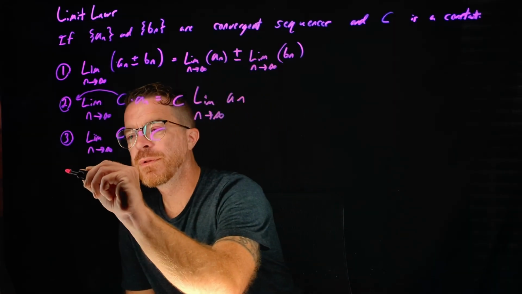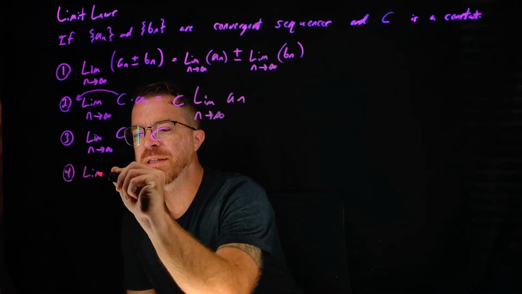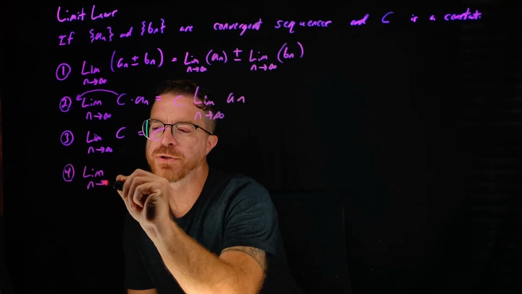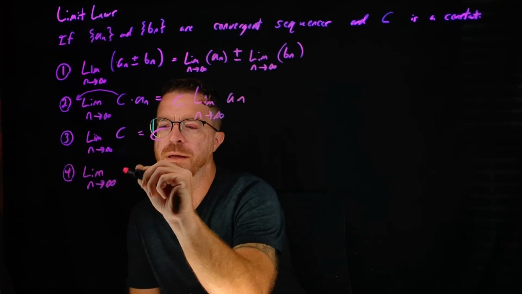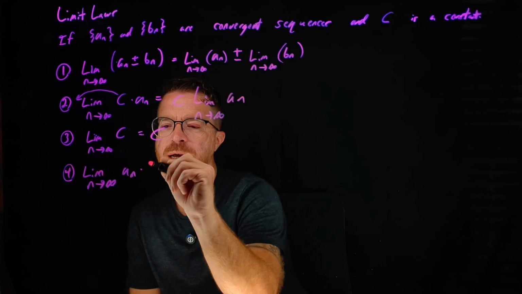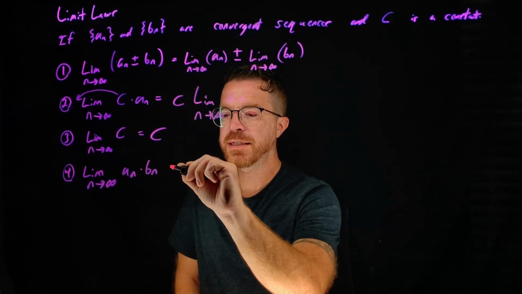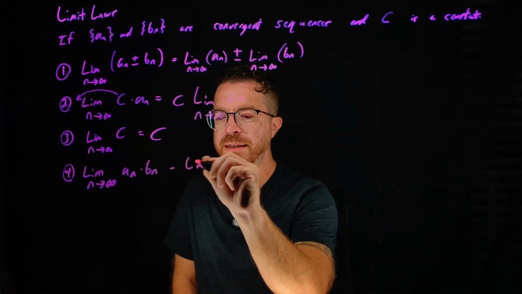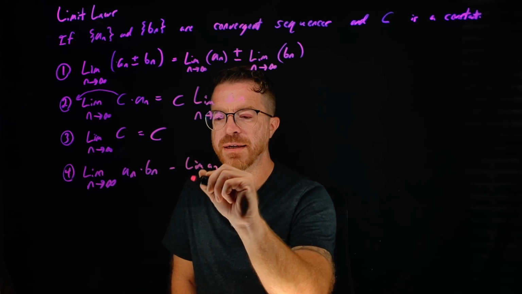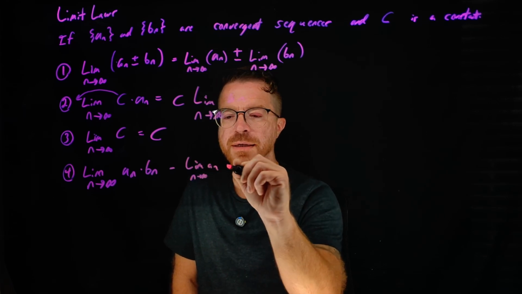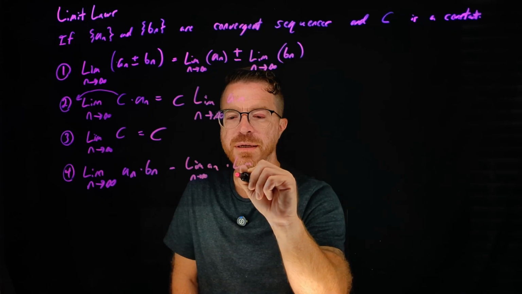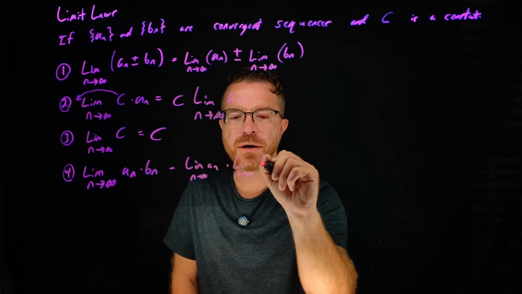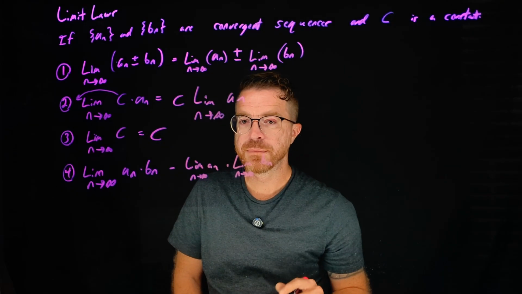Our next rule, rule 4, is that if we have the limit as n approaches infinity of an times the sequence bn, this is going to be the same thing as taking the limit of an as n approaches infinity times the limit as n approaches infinity of bn.